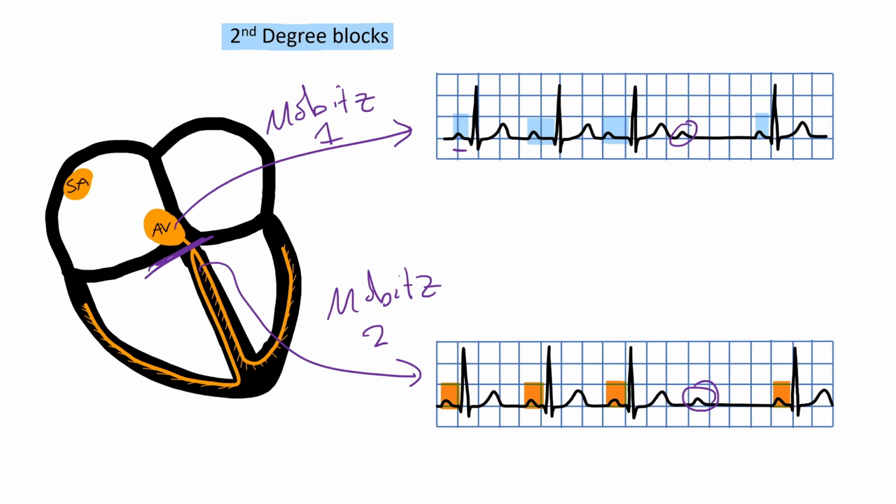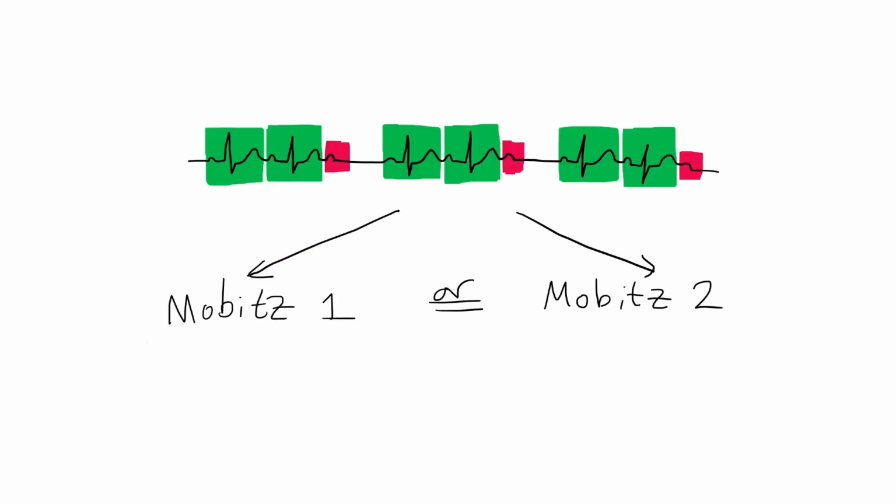So you see this is relatively normal, it prolongs a bit, prolongs some more, and then you get a non-conducted P wave. In a Mobitz 2, the PR interval is constant, and then you get a non-conducted P wave. So remember, Mobitz 1 is a problem of the AV node, Mobitz 2 is a problem below. Mobitz 2 is the one that you should really be concerned about if you see it.